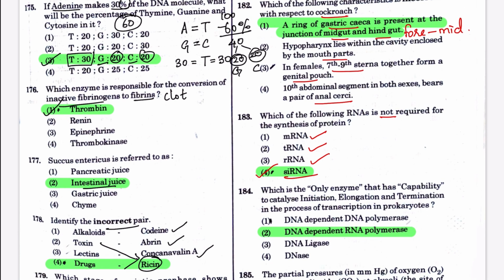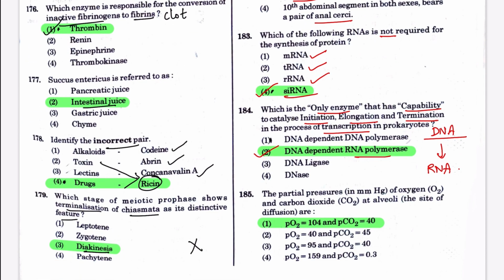Okay, which is the only enzyme that has the capability to catalyze initiation, elongation, termination in the process of transcription? So obviously transcription means production of RNAs, right? So if RNA is produced, what enzyme would have been involved? RNA polymerase. So it is depending on DNA. It is taking DNA as a template and it is producing RNA. So the enzyme is DNA dependent RNA polymerase.